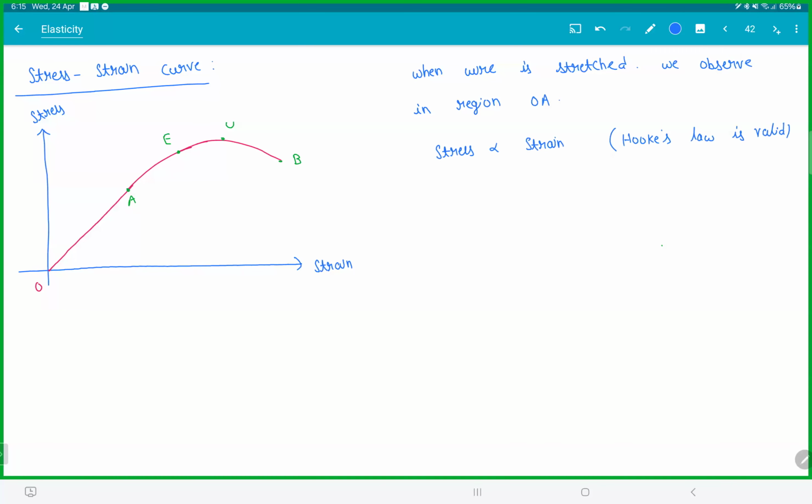So this point A here is called the proportional limit, because up to this point, the stress is proportional to strain. E here is called the elastic limit. We'll talk about that. U is the ultimate strength. B is the breaking limit.